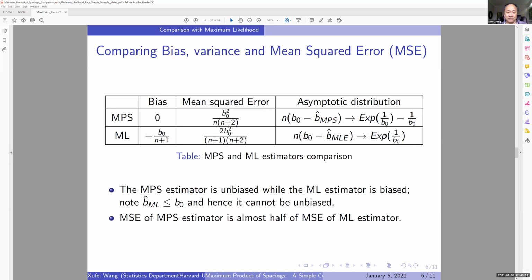What I want to emphasize here is this comparison of MPS with MLE. It's amazing that the MPS turned out to be unbiased and the mean square error is only half. And this result holds for any n. This is not an asymptotic comparison. So here is an example where the MLE is beaten in mean square error by another method all the way from n equal to 1 to n equal to infinity, right?